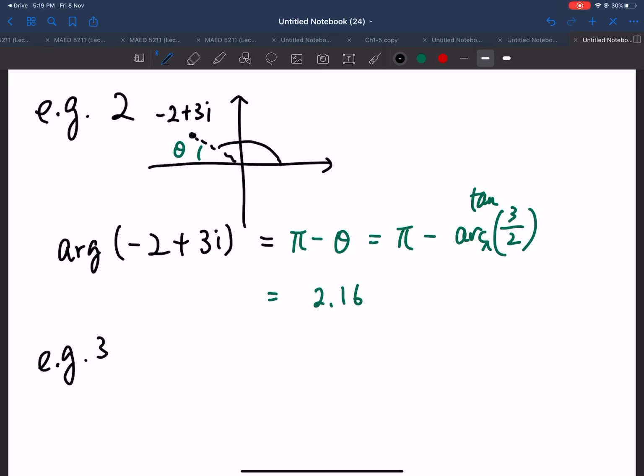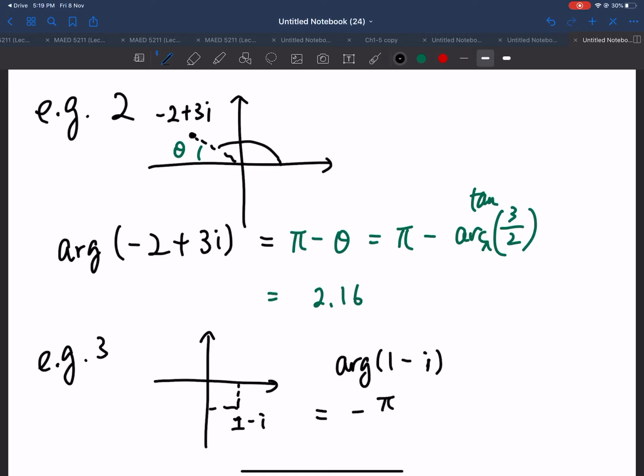Example 3. Get an easier one, okay? 1 minus i, okay? So it should be negative pi over 4. You measure the angle here, okay? And take it negative, because it is clockwise.